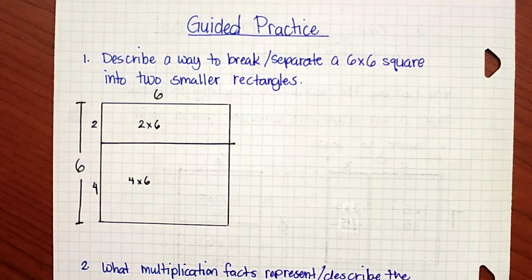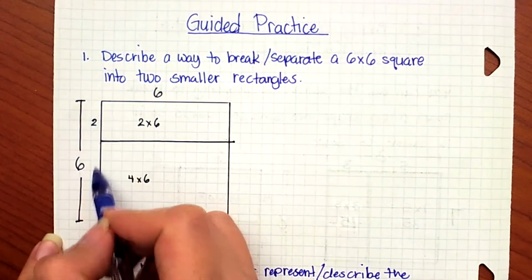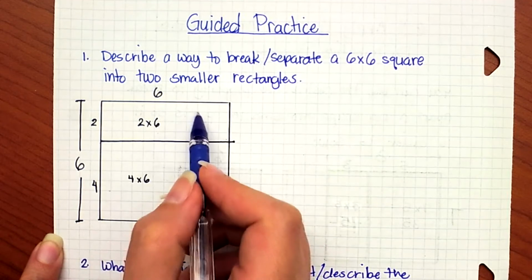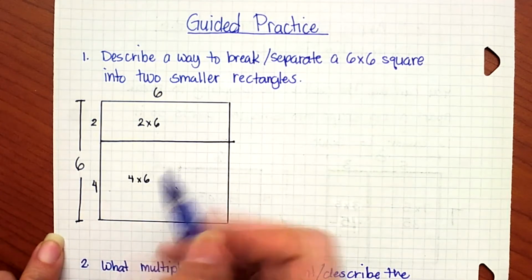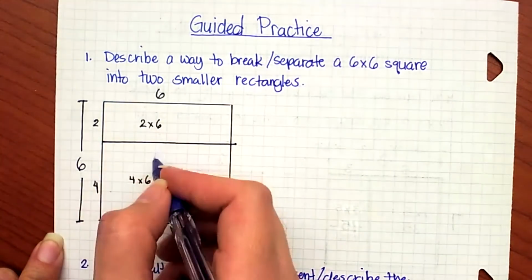Now, for number 1 in your guided practice, it says describe a way to break or separate a 6 by 6 square into 2 smaller rectangles. Now, I could have cut it right here to split this 6 into 2 and 4. So it makes it a 2 by 6 and a 4 by 6. I could have split it down the middle, top to bottom, and it could have been a 6 times 3 plus another 6 times 3.